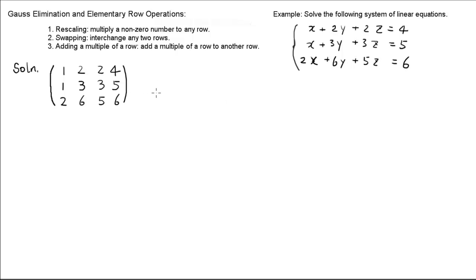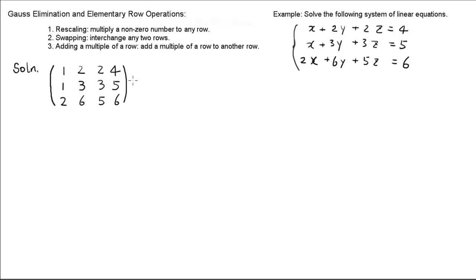The first thing we need to do is to extract these numbers. They are the coefficients of these equations. We form a matrix called an augmented matrix. This matrix represents the original system. After we've done that, we want to use three kinds of elementary row operations to reduce this augmented matrix to a simpler form so that we can solve the system easily.